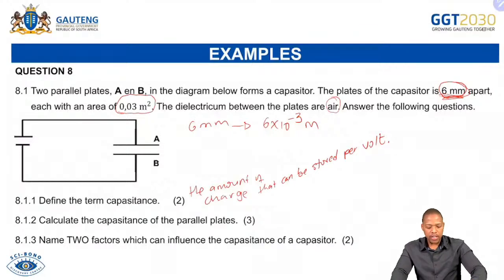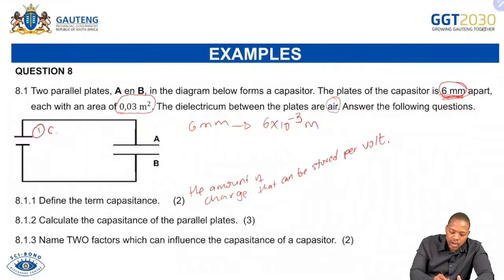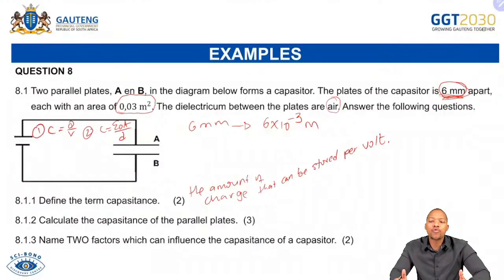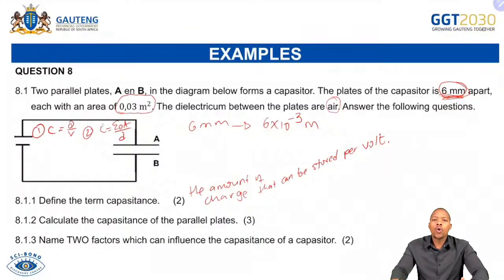And then it says calculate the capacitance of the parallel plate. Now we are asked to calculate the capacitance of the parallel plate. Where do we go? Two formulas. Formula 1, C equals Q over V. Formula 2, C equals epsilon naught A over d. This is where the importance comes in of knowing your formulas correctly. But even though you don't know them, you will find them, they will be there. Name this formula 1 and the other one formula 2. Then based on what you are given, you decide whether you are going to be using formula 1 or formula 2.